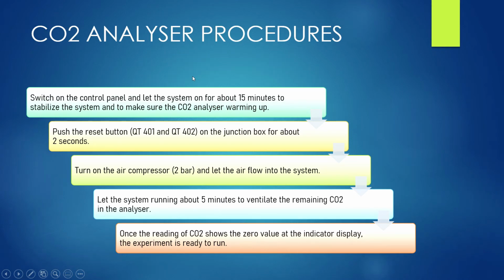CO2 analyzer procedure. First, switch on the control panel and let the system run for about 15 minutes to stabilize the system and to make sure the CO2 analyzer is warming up. Second, push the reset buttons QT401 and QT402 on the junction box for about 2 seconds. Turn on the air compressor toolbar and let the air flow into the system. Let the system run about 5 minutes to ventilate the remaining CO2 in the analyzer. Once the CO2 reading shows zero on the indicator display, the experiment is ready to run.